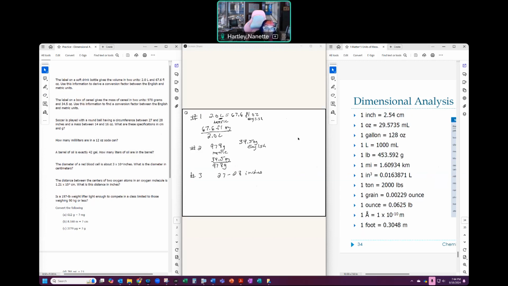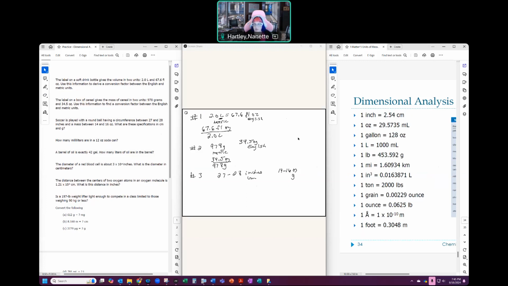And mass between 14 to 16 ounces. What are these specifications in centimeters and grams? Okay, so I want to convert this from inches to centimeters and from ounces to grams. That's what I'm looking to do.